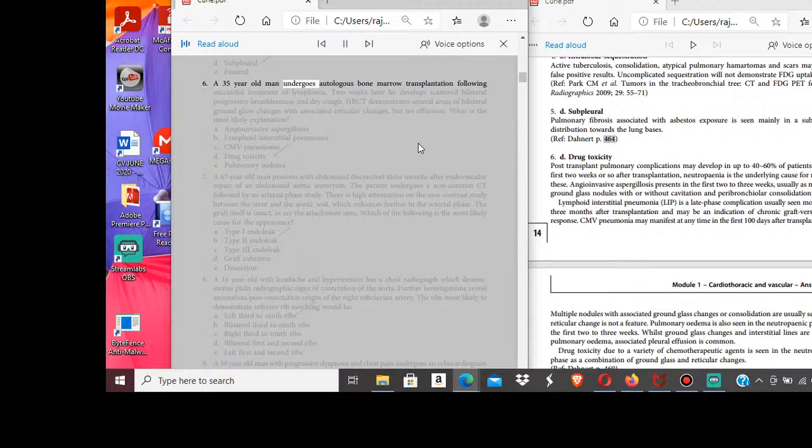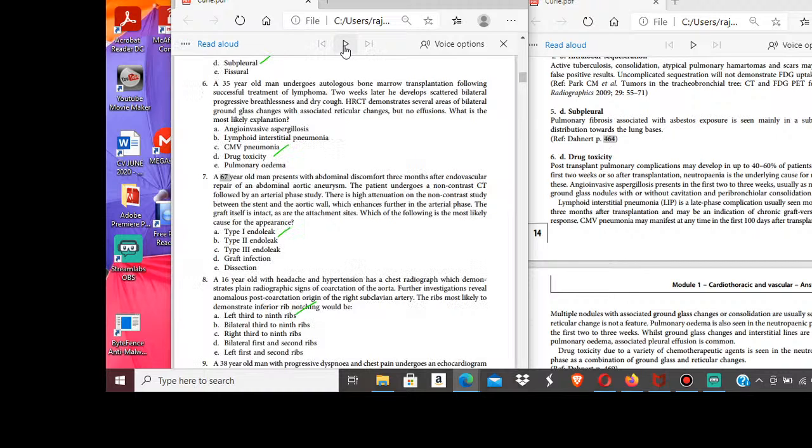6. A 35-year-old man undergoes autologous bone marrow transplantation following successful treatment of lymphoma. 2 weeks later he develops progressive breathlessness and dry cough. HRCT demonstrates several areas of bilateral ground glass changes with associated reticular changes but no effusions. What is the most likely explanation? A. Angioinvasive aspergillosis. B. Lymphoid interstitial pneumonia. C. CMV pneumonia. D. Drug toxicity. E. Pulmonary edema.